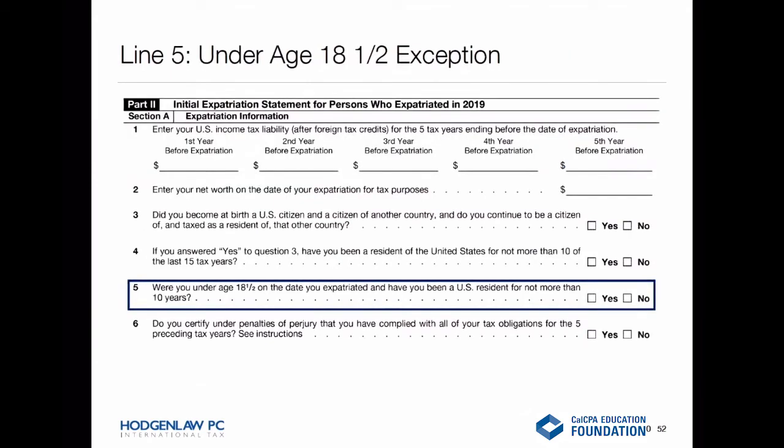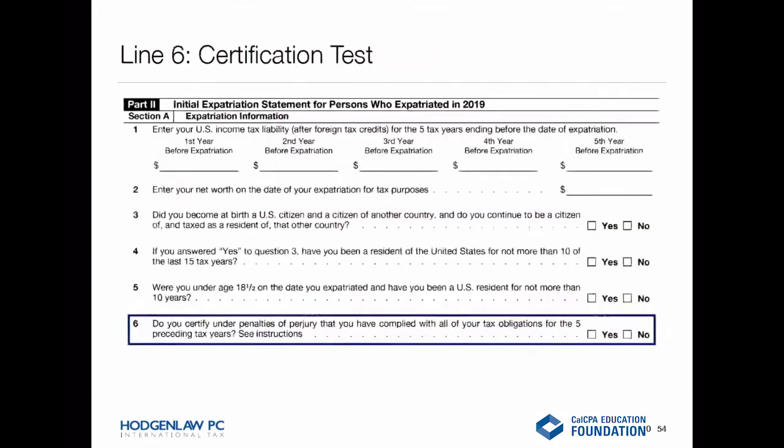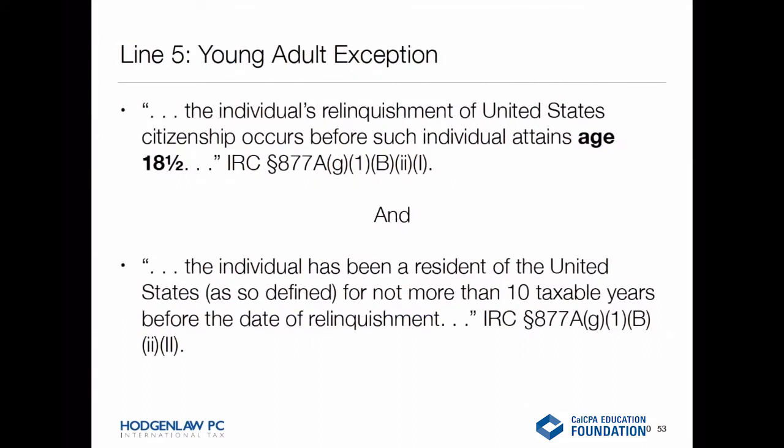There is also this other exception. This is the second exception for people who are under the age of 18 and a half. And if you expatriate before you turn 18 and a half, you get to be not a covered expatriate, again, even if your net worth is too high or your net tax liability is too high. And again, just want to point out the young adult exception also has the same residency requirement with the 10-year period.